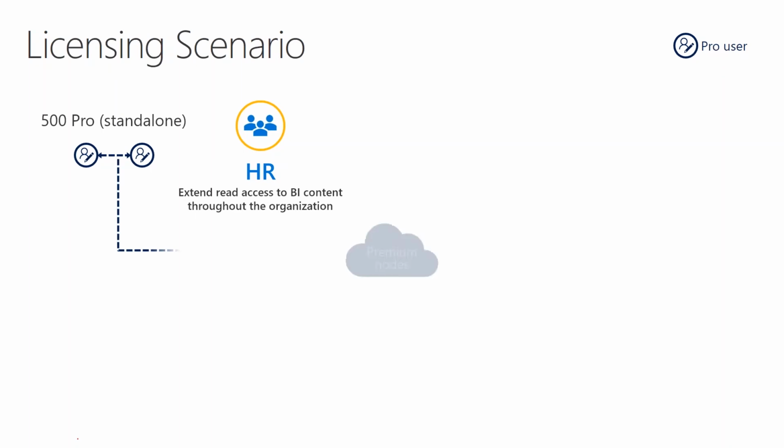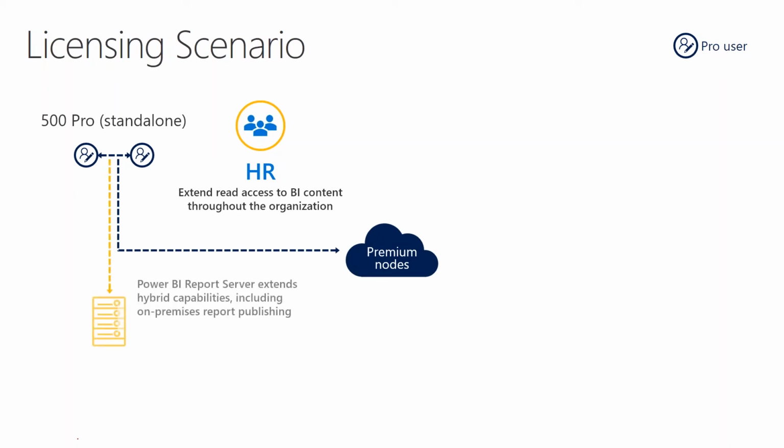So the HR division decides, we're going to purchase Power BI Premium so that we can give read access to some of these reports and dashboards across the entire organization. When they purchase Power BI Premium, they also get Power BI Report Server, and now they have the ability to extend hybrid capabilities, including on-prem report publishing, or in the cloud through the premium nodes. This way, the HR team can deploy and distribute these interactive reports completely within the boundaries of the organization's firewall.